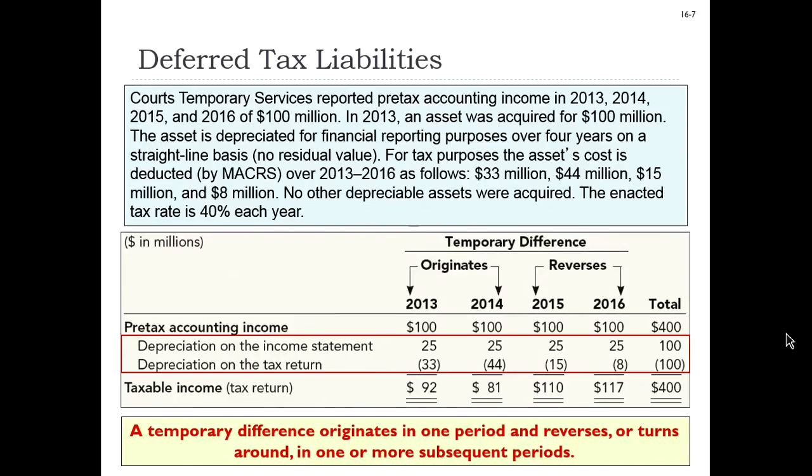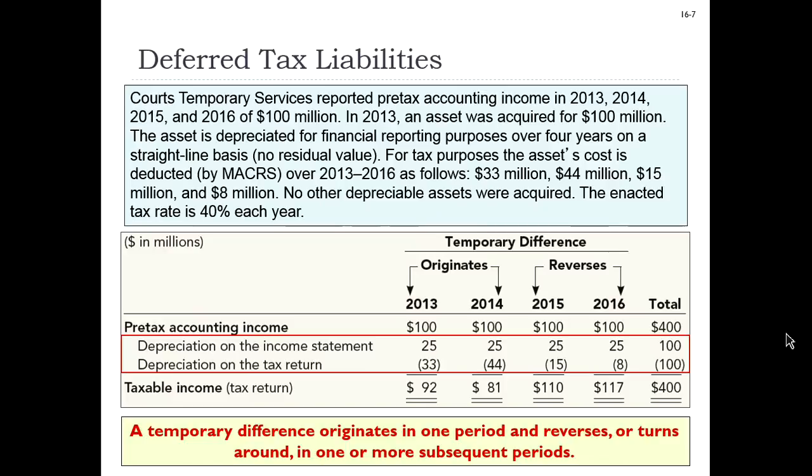Right. In this example, we can note that the deferred tax liabilities can arise from either a revenue being reported on the tax return after the income statement, or an expense being reported on the tax return before the income statement. Okay. What can we say about this? Let's read an example here.